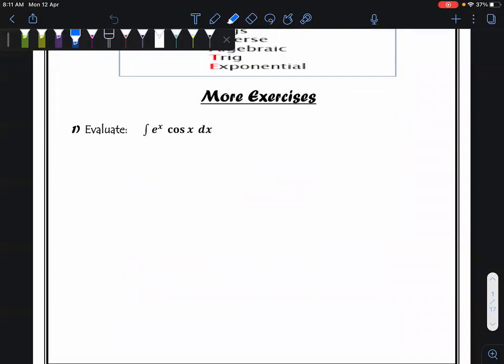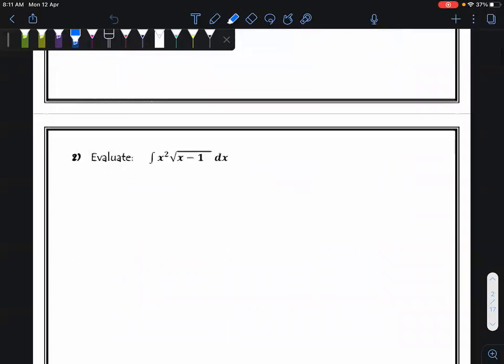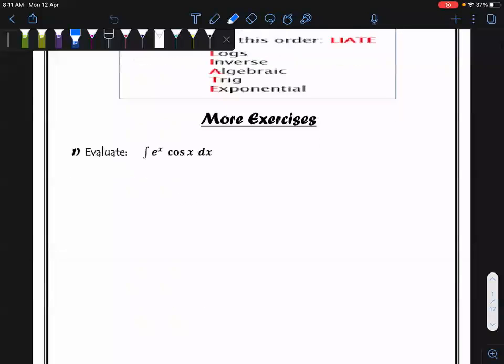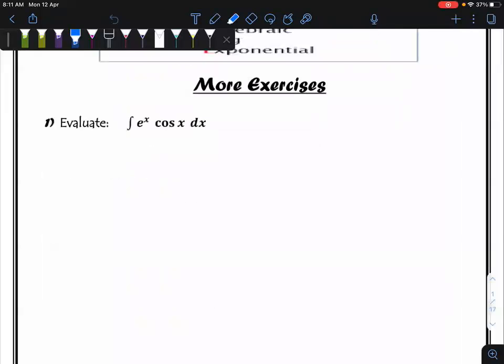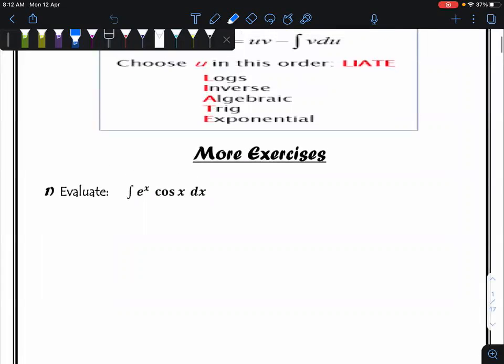We already solved this question before, but let's revise how to solve it. Firstly, we will let u be what, guys, because we have e to the power of x and cosine x? We can let the u be what?